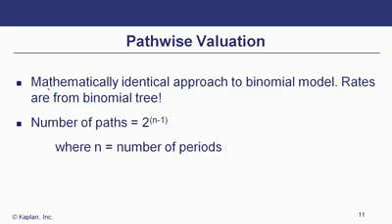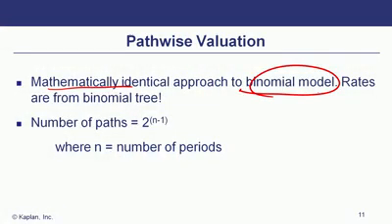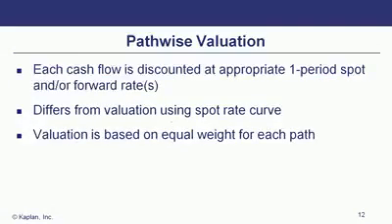Now, we could also use pathwise valuation. This is really mathematically identical to the binomial model. I would say the binomial model is one version of pathwise valuation. All it says is we're going to come up with some number of interest rate paths, where the number is based on periods. In this case, 2 raised to the n minus 1 power determines how many interest rate paths we have. Then we value the bond along each path, and the average price along each path is the value of the bond. Each cash flow is discounted at the appropriate 1-period spot rate along the path that we generate. There are a couple of ways to generate it, and we'll talk about 2 of them here real quick.